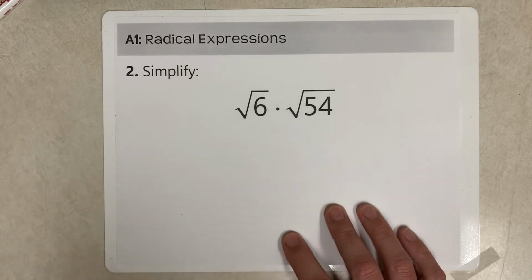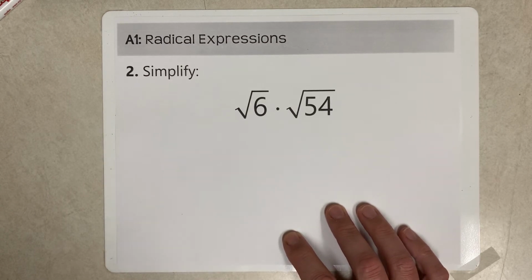All right, so let's do 54 and 6. So 54 times 6, let's see, 54 times 6 is going to be 324.